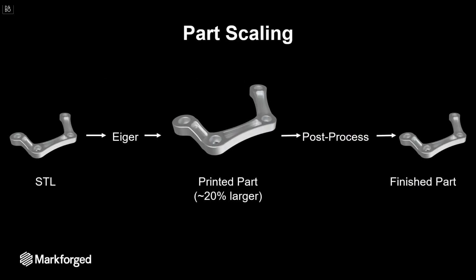All of this is done in the Eiger software. There's no manual calculations required by the user. So this is just a quick visual to show you your STL file, changes in Eiger, and then you get a finished part out of the sintering oven 1-to-1 when you compare it to your CAD model.